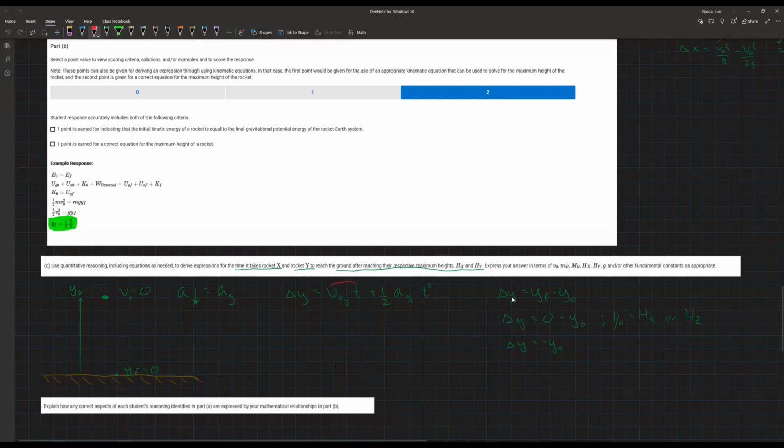Because the original velocities for both rockets are going to be 0, that will cancel out. And our expression becomes delta y equals 1/2 the acceleration in the y direction times time squared. Our acceleration in the y direction is going to be negative g. They want us to use g, the acceleration due to gravity. You could say a sub g or g, but generally we just say g.